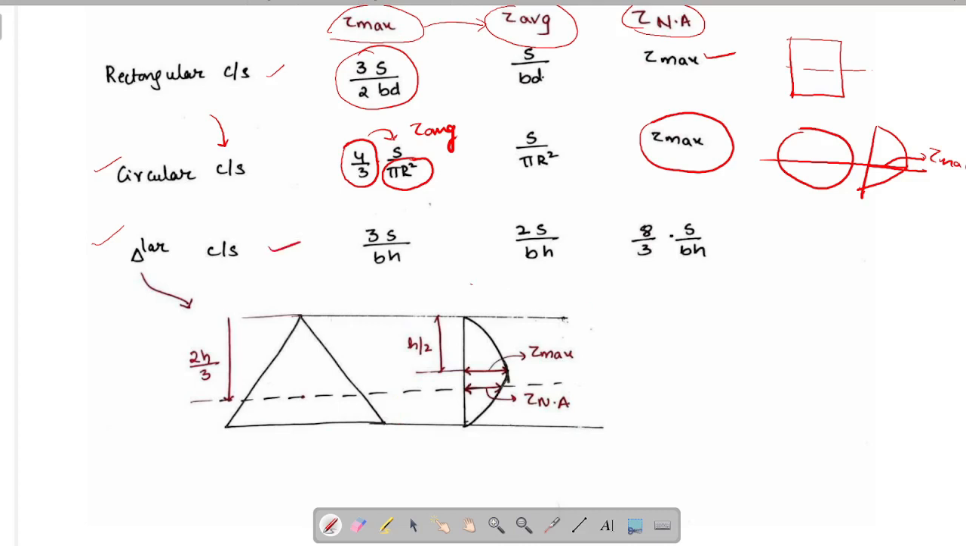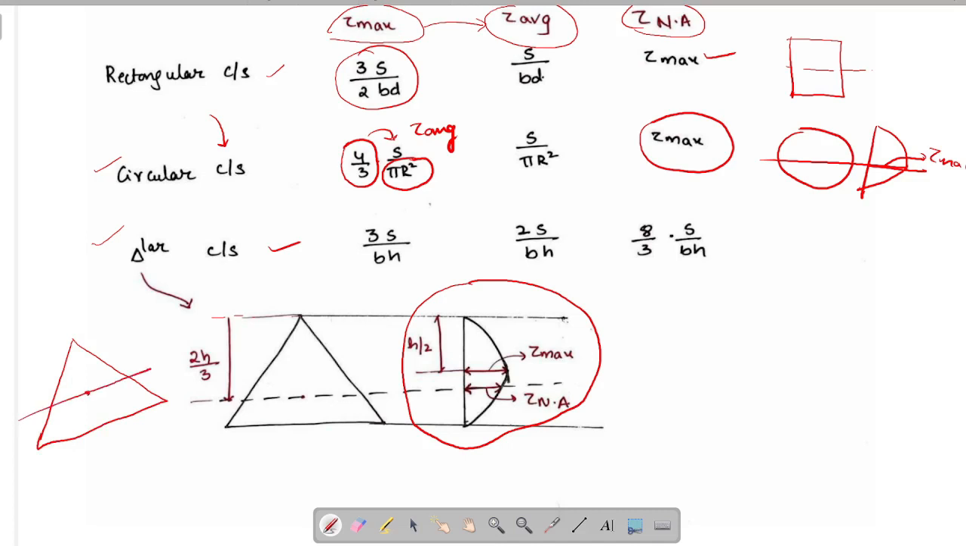In case of triangular cross section, the shear stress variation looks something like this. Here in this case, the neutral axis will be at a distance of 2h by 3 from the tip of the triangle. We know that the neutral axis passes through the centroid of the triangle. We know that the centroid of the triangle lies at h by 3 from the bottom surface and 2h by 3 from the tip of the triangle. Here, the tau max won't be at the neutral axis. It will be above the neutral axis. The variation looks something like this.